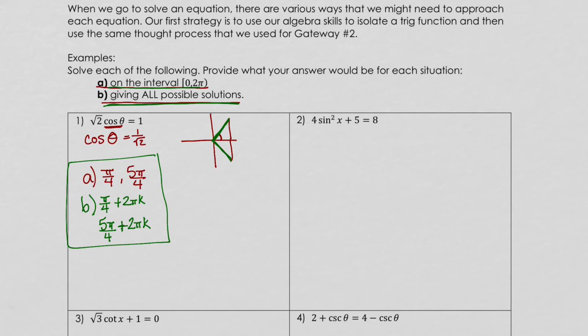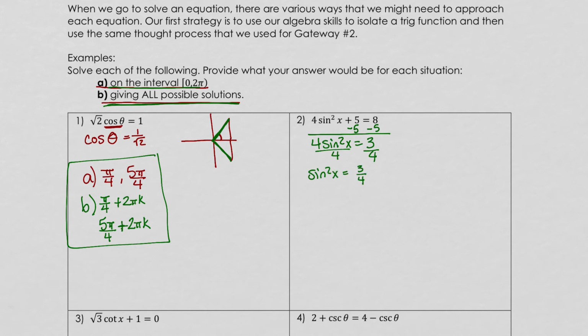So let's do the same thing with number 2. So I need to subtract 5 because the goal is always to get the sine x by itself. So we have to work our way there using the algebra that we know. So 4 sine squared x now equals 3. I'm going to divide by 4. Sine squared x equals 3/4.